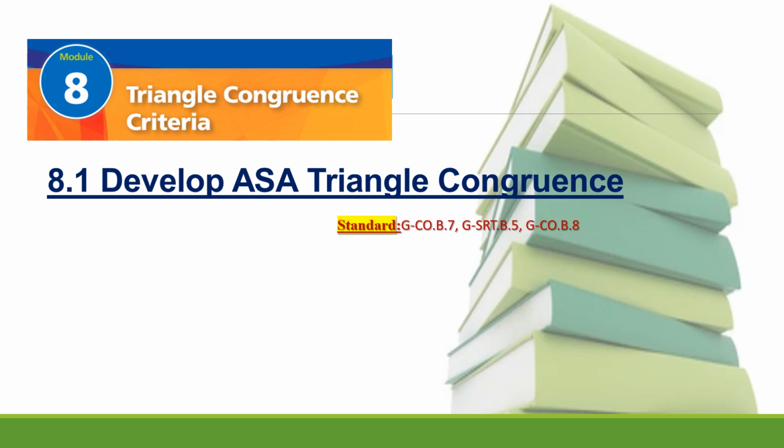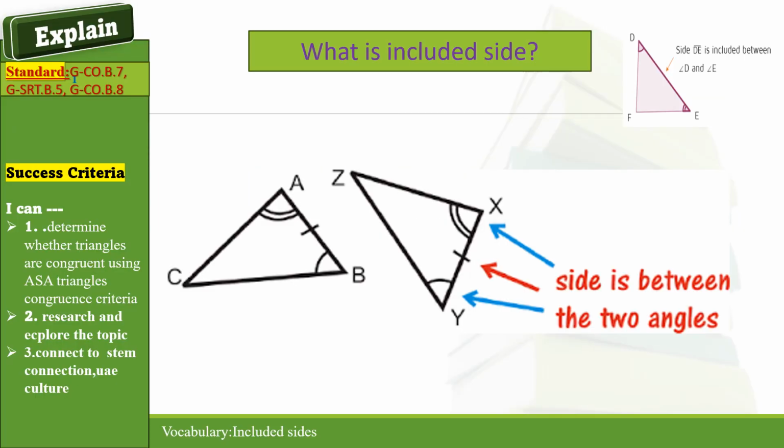We are going to study the ASA triangle congruence. When do we say that two triangles are congruent using ASA? When two angles of the two triangles and the included side of these two triangles are congruent to each other. What is meant by the included side? Included side means the side that connects the two angles.